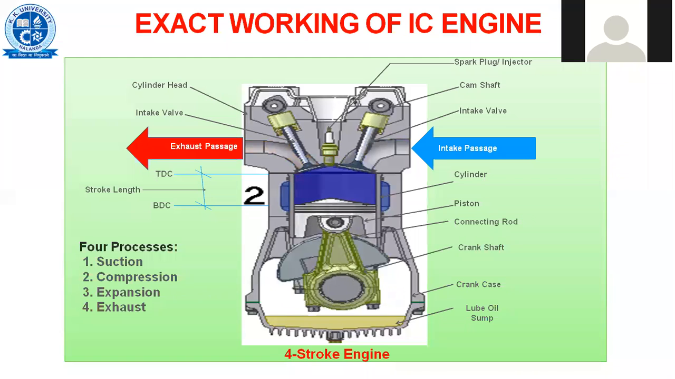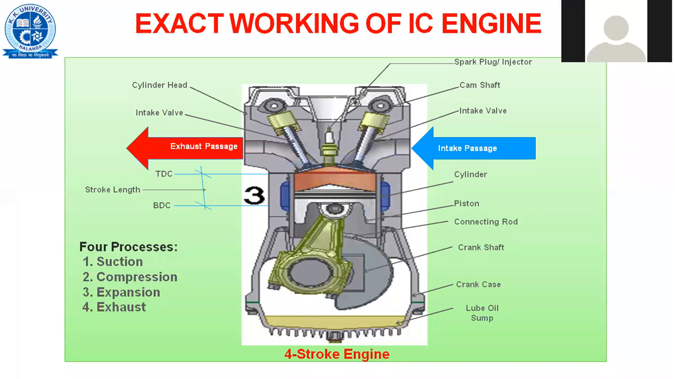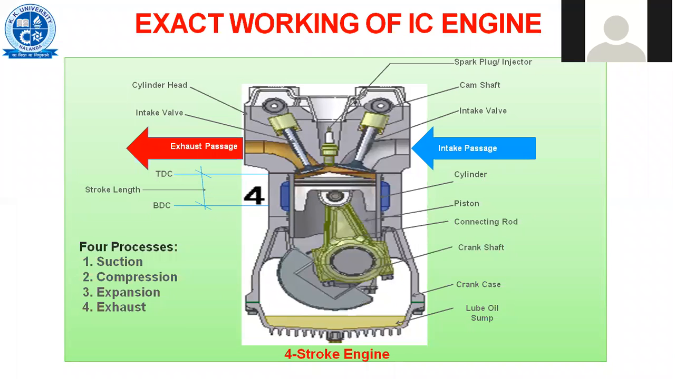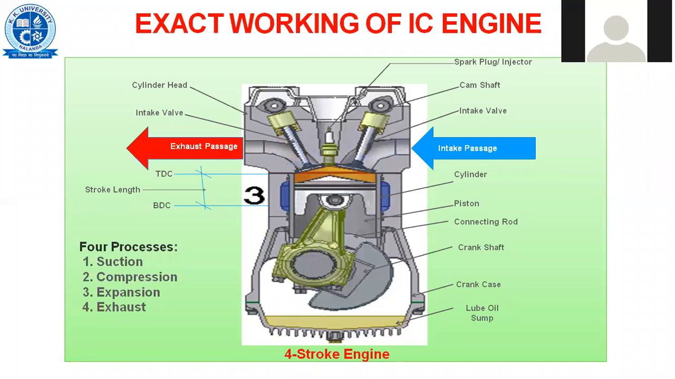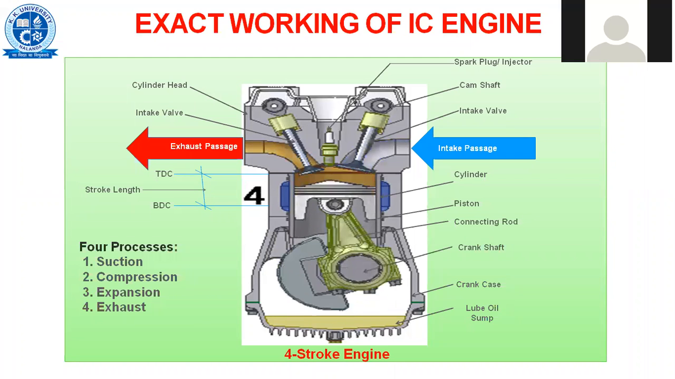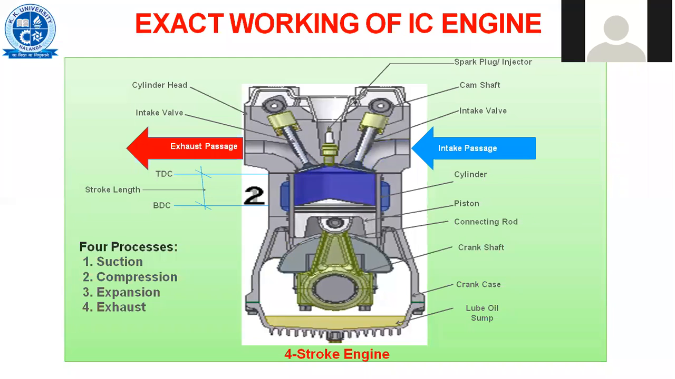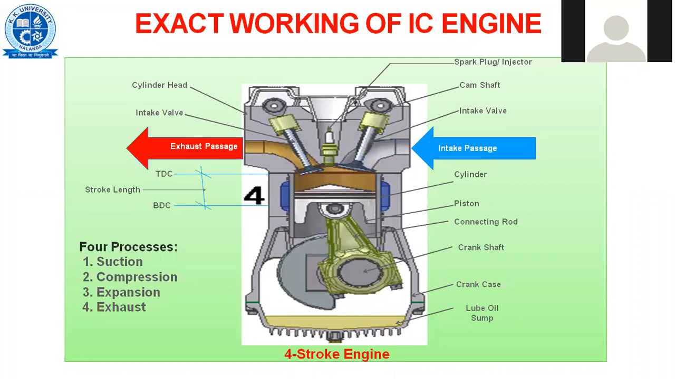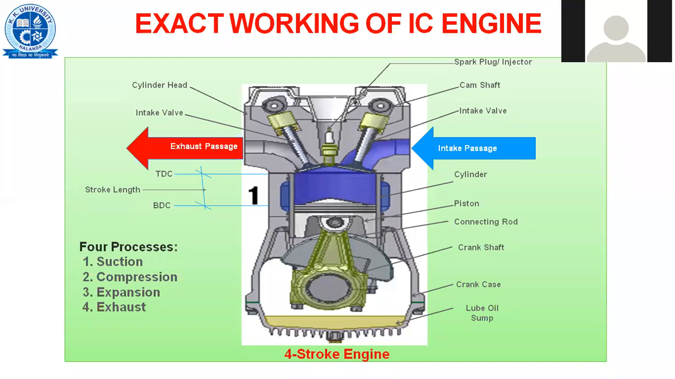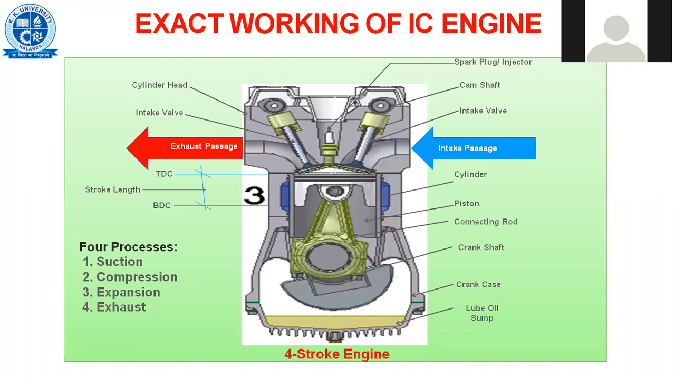Well, this is about a four-stroke engine. What you are seeing there now is a four-stroke engine. It has four processes: suction, compression, expansion, and exhaust. For each process, the crankshaft rotates by 90 degrees. To complete all four processes, 90 multiplied by 4 is how much? 360 degrees, right? Yes, sir.